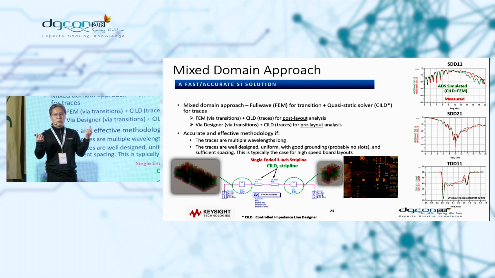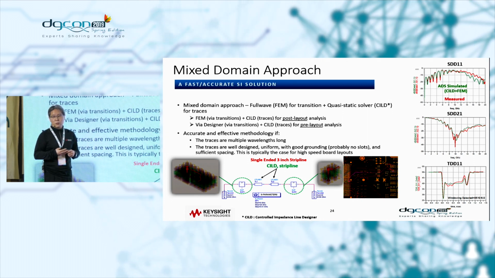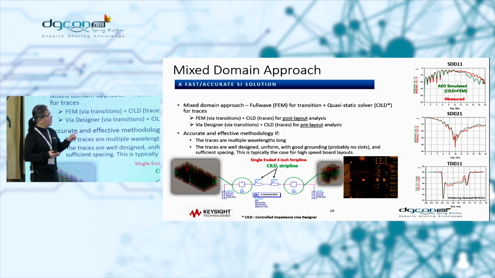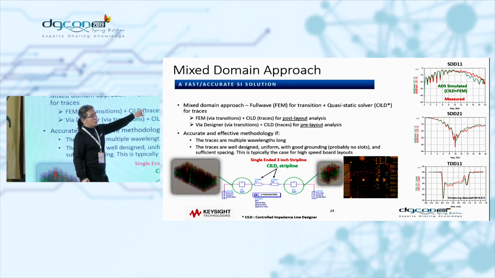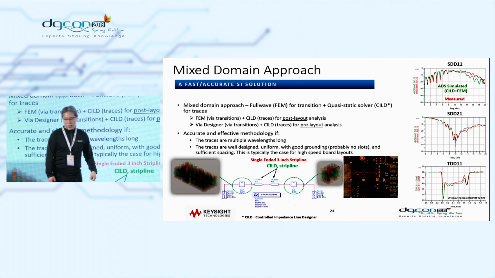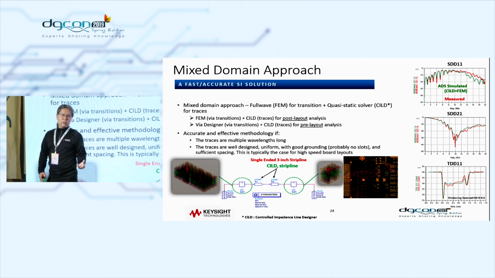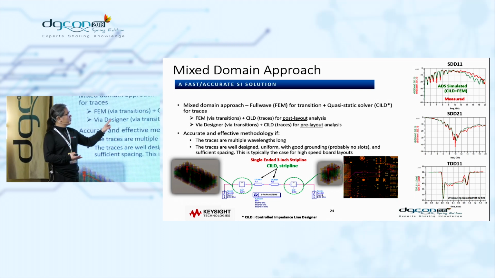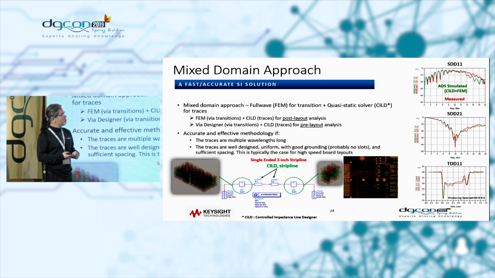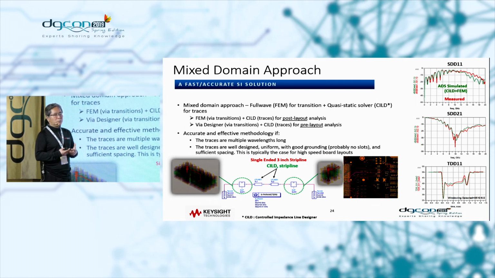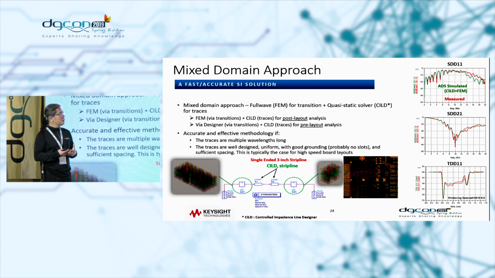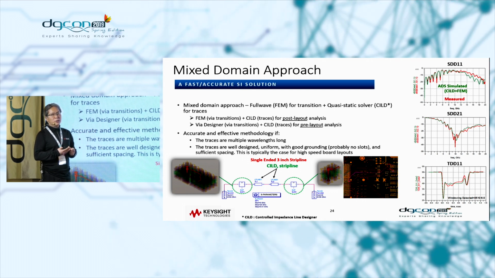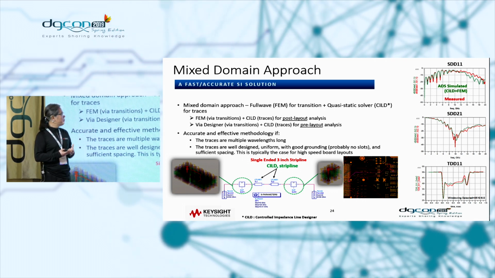But as soon as it goes to via structures, that's where all the problems come out. That's where we can actually put a lot more of the tougher simulation to assure the accuracy of via transition. This is what I call the mixed domain. Simple simulation for transmission lines, but tougher and accurate simulations for via structures with FEM.